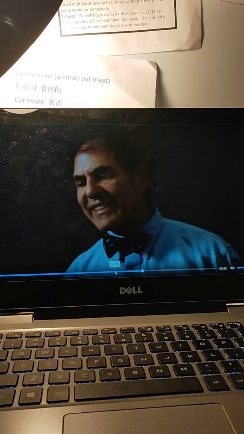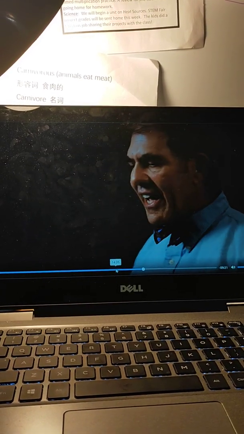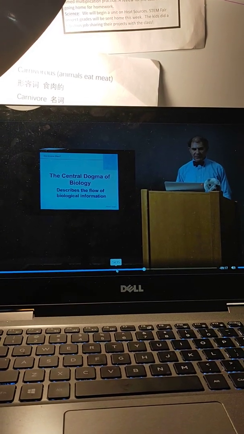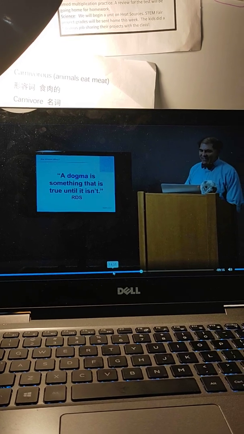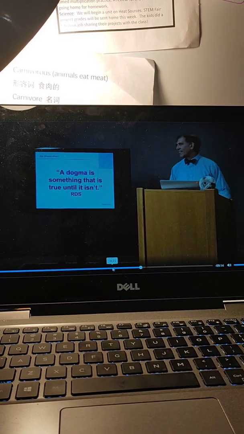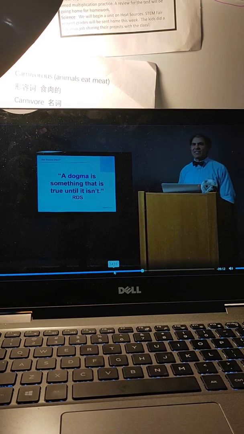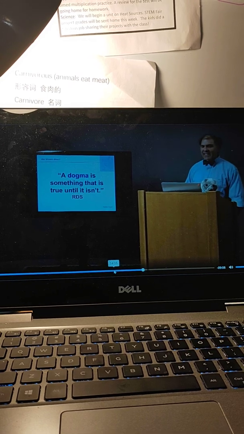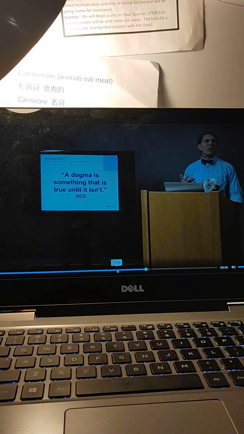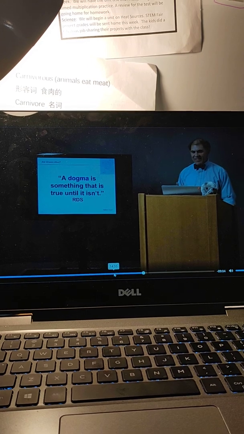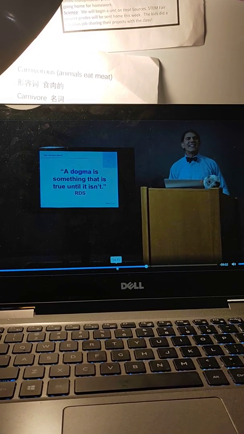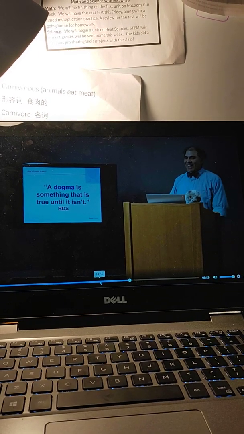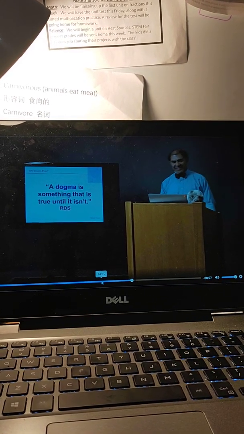So let's talk about what the central dogma of biology does. It describes the flow of biological information. Now, I often say that a dogma is something that's true until it isn't. Okay, so dogma is something that we think is always the case, and then somehow we discover that we were wrong. Sometimes there are exceptions, and so the central dogma is no exception to the dogma that a dogma is something that's true until it isn't.